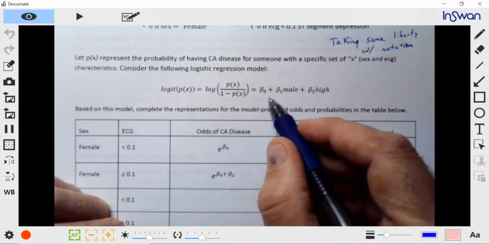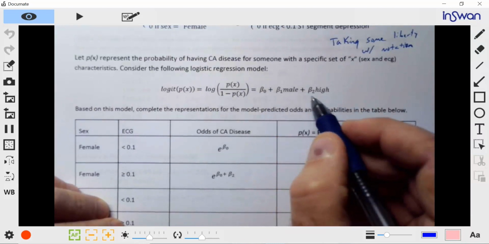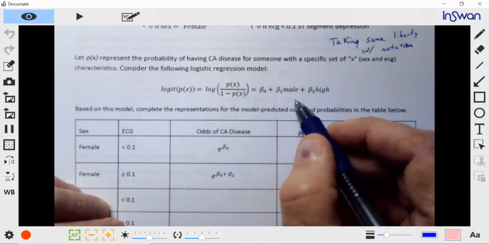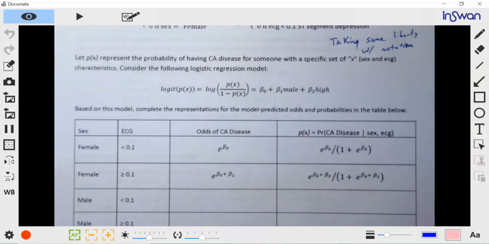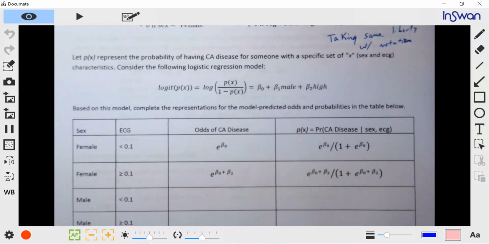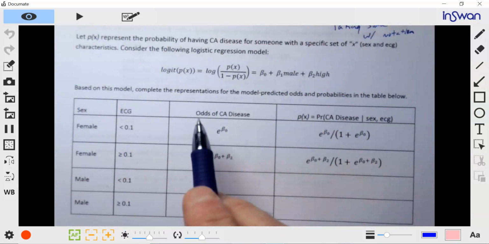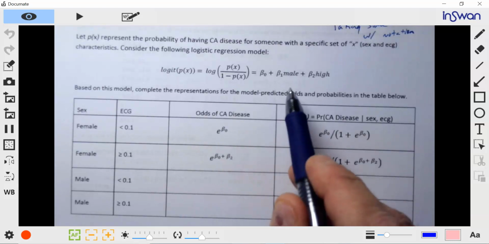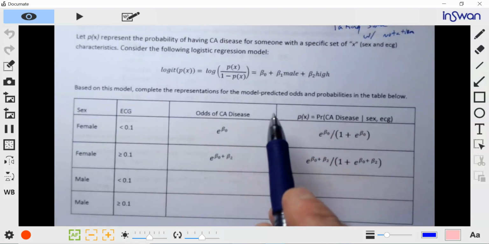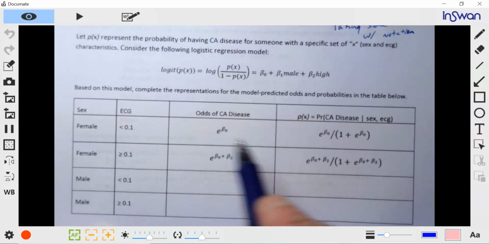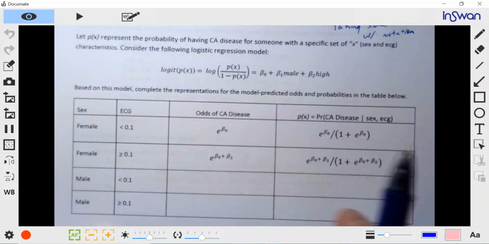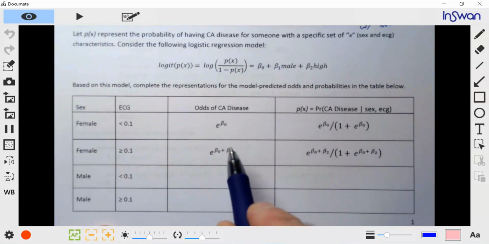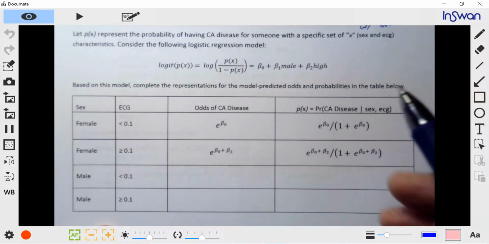And my model is going to be simple here. It's beta 0 plus beta 1 times male plus beta 2 times high, where remember that male and high are both 0, 1 variables. So based on this model, we can actually write out the log odds of coronary artery disease for each of our 4 combinations. Or I'm just going to jump into the odds of coronary artery disease.